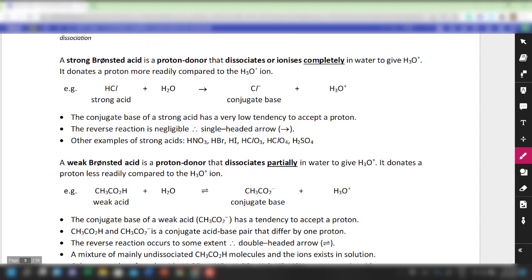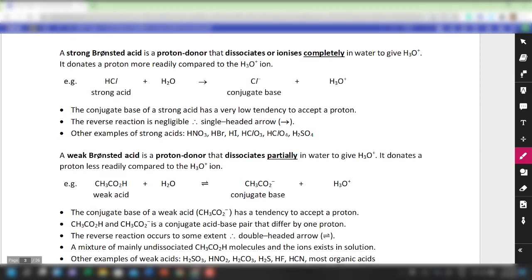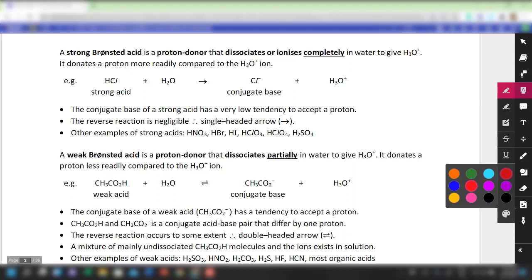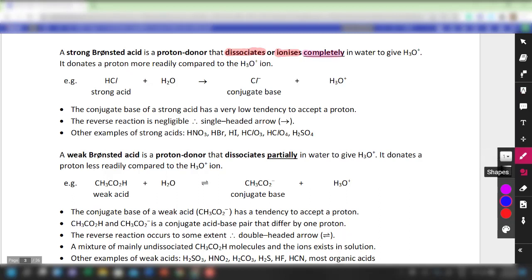Okay, then moving on to 1.2, where we'll be discussing strong and weak acids and bases. As you may already know from secondary school, a strong Bronsted acid is one which dissociates or ionizes completely in water to give H3O plus. This term dissociates or ionizes is an important term which you need to use in your answer. We underline the term completely, because complete dissociation or complete ionization is a key criterion for deciding whether something is a strong or weak acid.